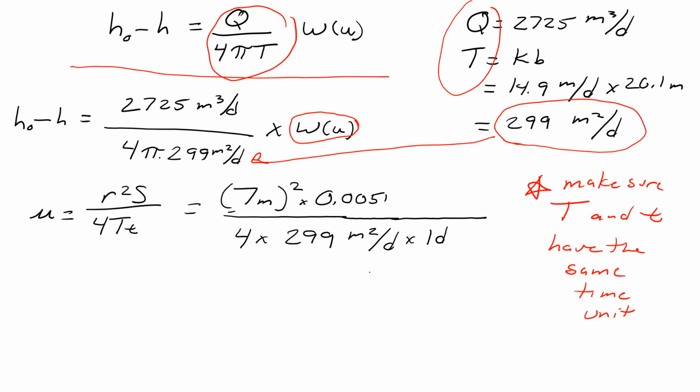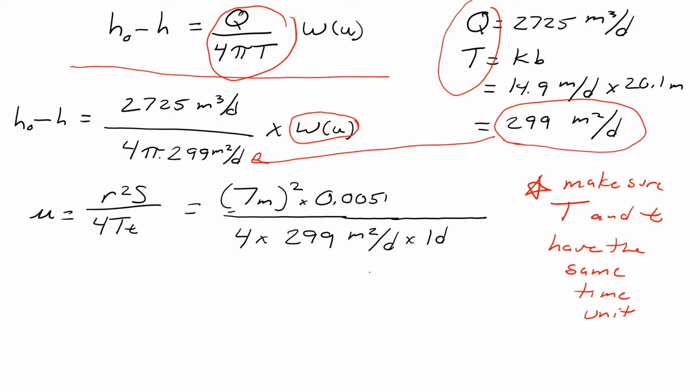So to find W sub U, you first have to find U. U is R squared S over 4Tt. R is the distance from the well, 7 meters. S is the storativity. I gave you that value, 0.0051. Just plug those in. Over 4Tt. 4 times T is 299. Your little t is days.